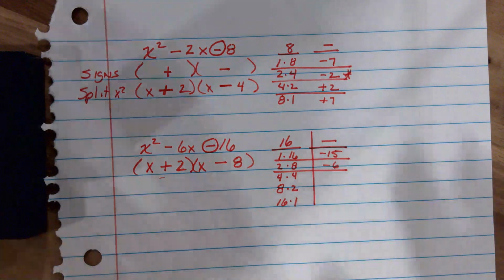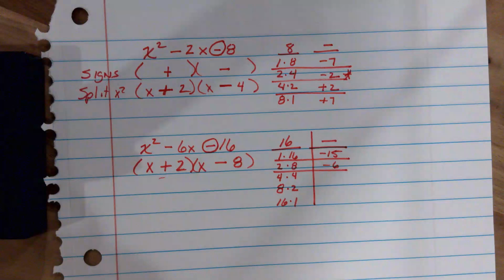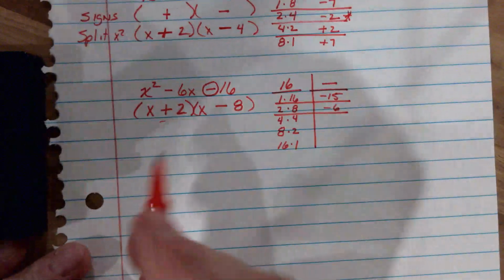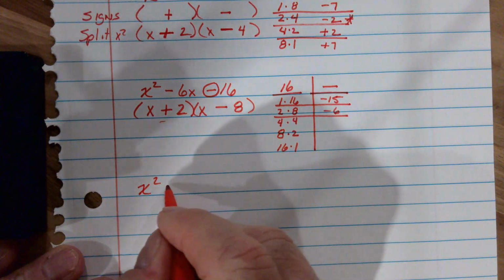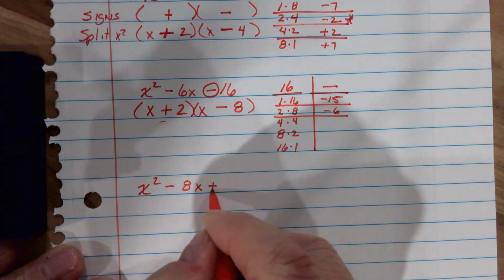So much of this is the same with a red light, green light that we did before. Additional examples. X squared minus 8x plus 12.